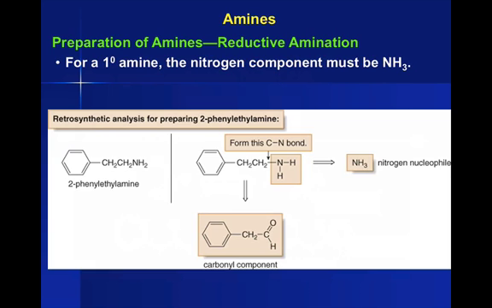So you would do a retrosynthetic analysis by simply looking at the carbon-nitrogen bond, recognizing that this is what you need to make. This part would come from the carbonyl, in this case an aldehyde, and your NH2 ultimately comes from the nitrogen nucleophile, which is the ammonia in this particular case. Mix the two together, form the imine intermediate, and reduce it with sodium cyanoborohydride.